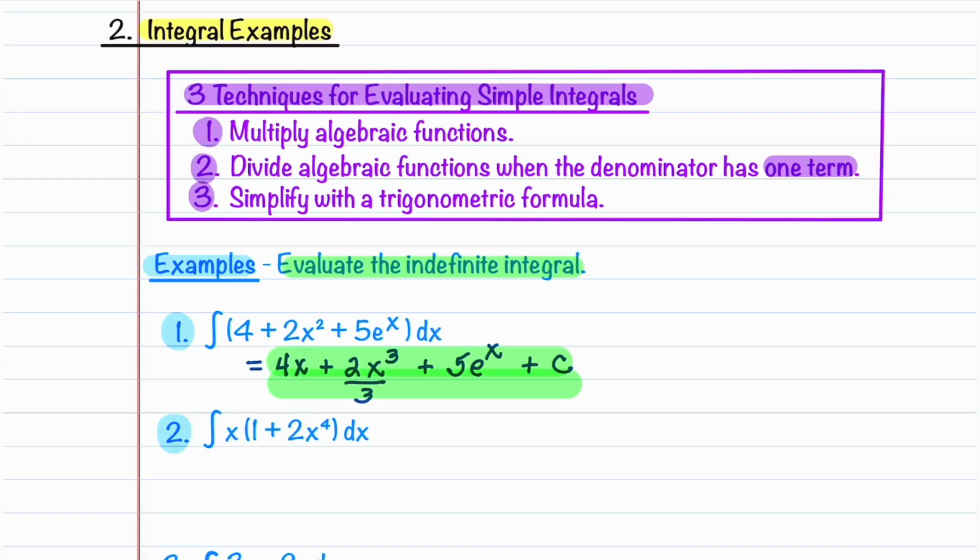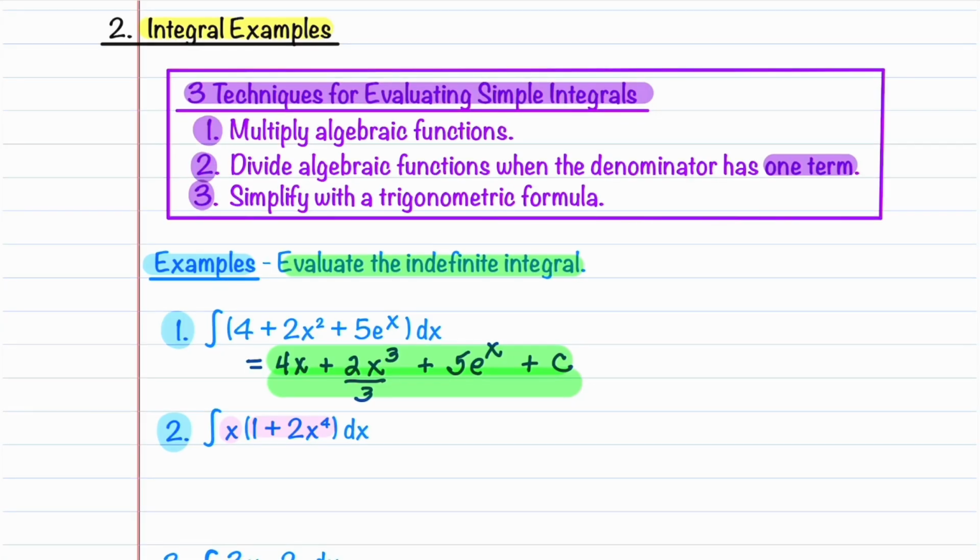In our second example, we are integrating x times the quantity 1 plus 2x to the fourth. This is an example where we have one function multiplied by another function. When we go to integrate this, we want to start by multiplying these 2 functions out. This gives us the integral of x plus 2x to the fifth. We're just multiplying the x through. Now we can go ahead and do the integration.